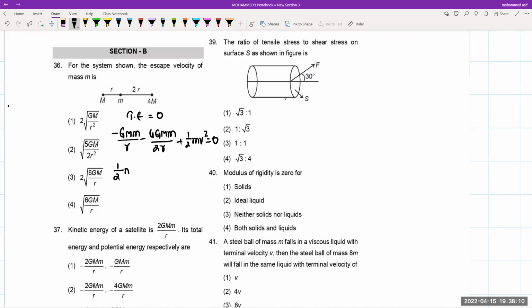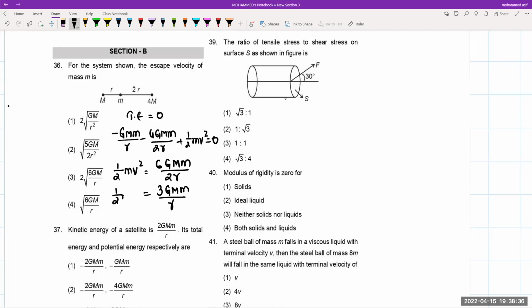That means I can write one half m v square is equals to, this will become how much for me? If I'm doing right now, minus capital G, capital M, small m by R will be common. So it is minus of minus, it will become positive. That means this will become 6 times of capital G, capital M, small m divided by 2 times of R. That means 3 times of capital G, capital M, small m divided by R.